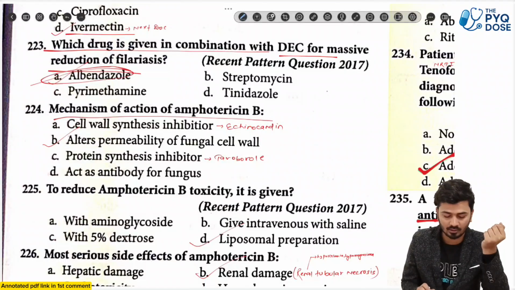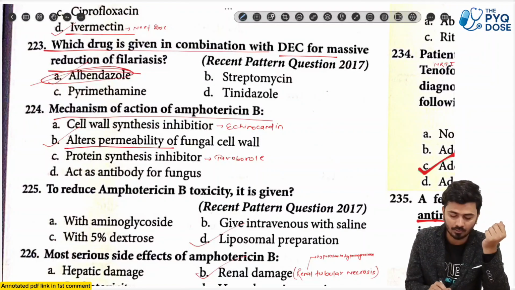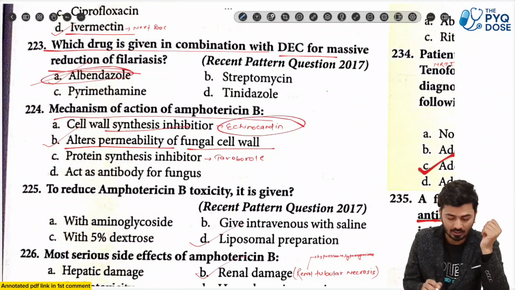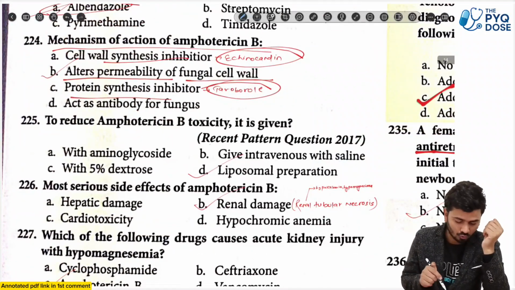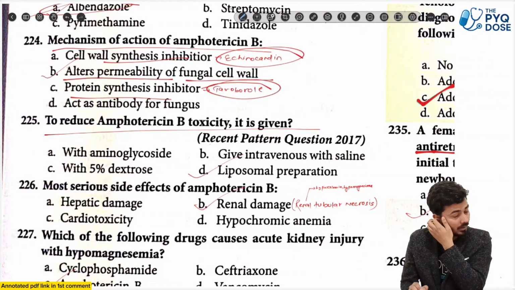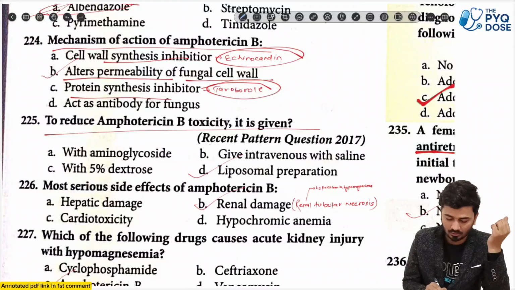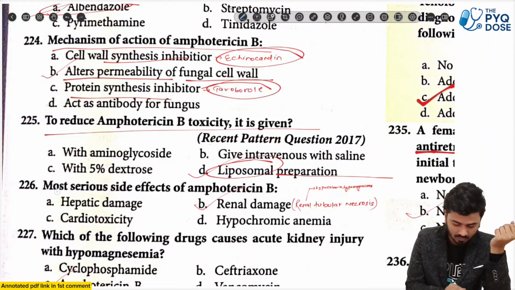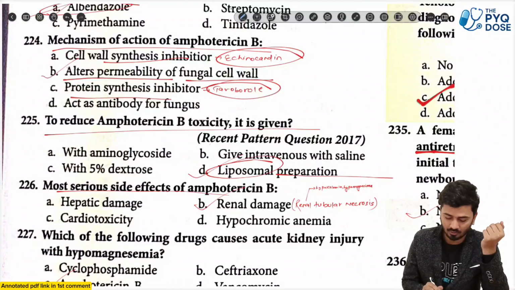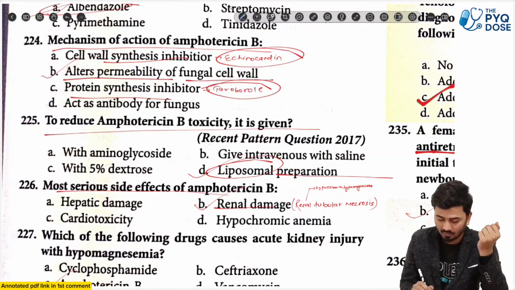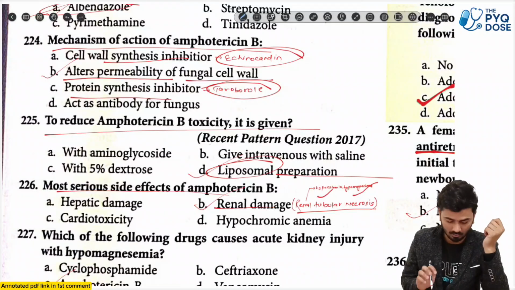Mechanism of action of amphotericin B. Amphotericin B generally alters the permeability of the fungal cell membrane. Speaking of cell wall synthesis inhibitors, echinocandins will be there, and among protein synthesis inhibitors, generally tavaborole will be there. To reduce amphotericin B toxicity, it is generally given in a liposomal preparation, that is a lipid preparation. Okay, lipid preparation. Most serious side effects of amphotericin B. The most serious side effect of amphotericin B is renal damage, that is renal tubular necrosis, and generally hypokalemia and hypomagnesemia will be seen.